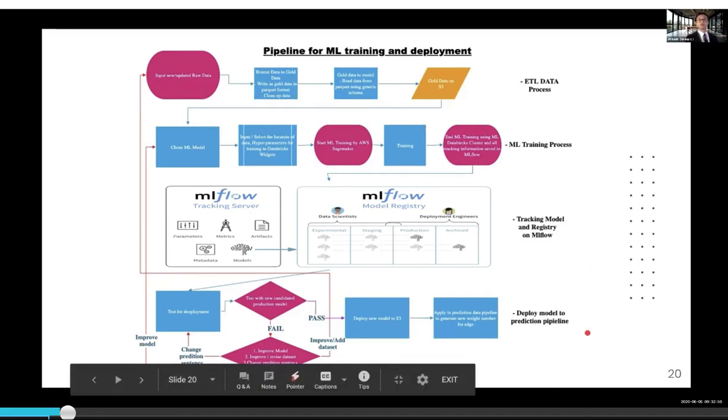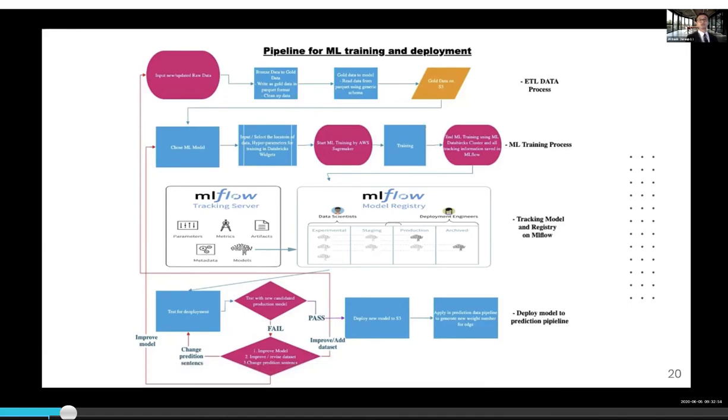Next one is the deploy model. Definitely someone needs to test, for the A/B test or whatever differently, or involve the business people. Then we deployed our model to the S3. With the model in the S3, we can use the model for the prediction part.